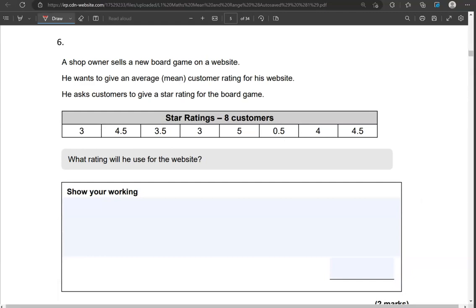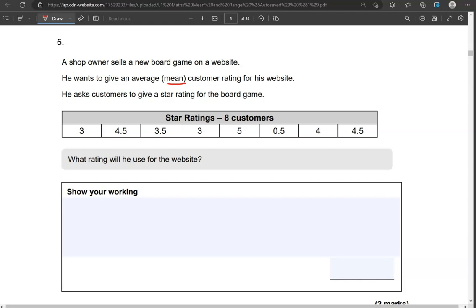A shop owner sells a new board game on a website. He wants to give an average, mean, customer rating for his website. He asks customers to give a star rating for the board game. What rating will he use for the website? So we're working out the mean of these numbers. So we're going to add them all together and divide by how many there are.